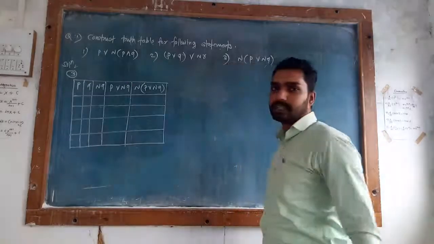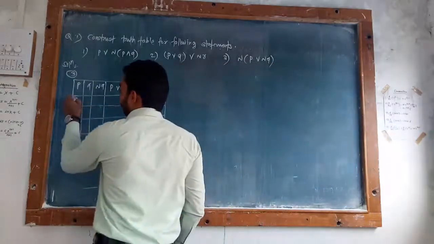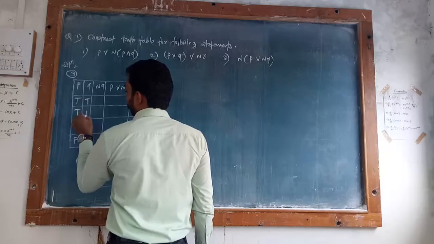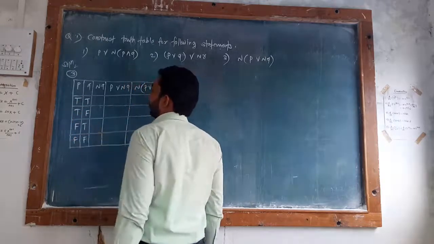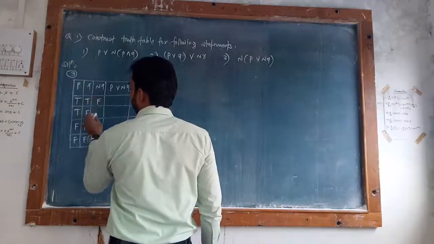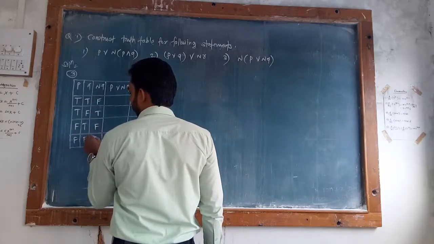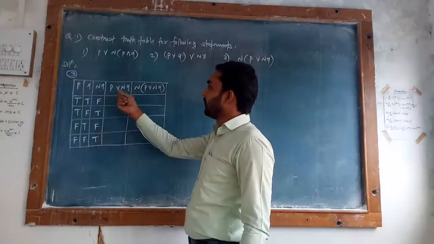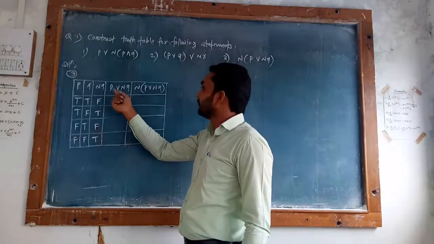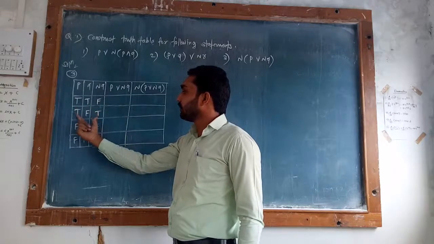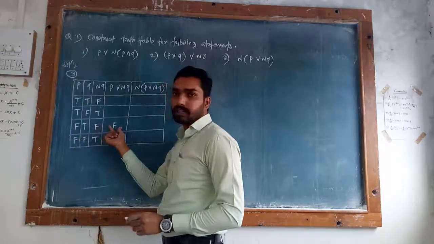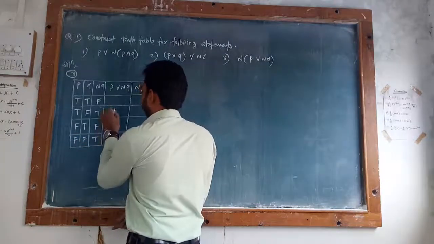In your truth table, for proposition P, the first 2 values are T and the remaining 2 values are F. For proposition Q, take the alternating values, T F, again T F. Third column, the negation of Q: negation of T becomes F, negation of F becomes T, negation of T becomes F, negation of F becomes T. Next column is P or negation Q, the OR of the first and third columns. In this disjunction, if both values are F, the result becomes F. In the remaining cases, the result becomes T.